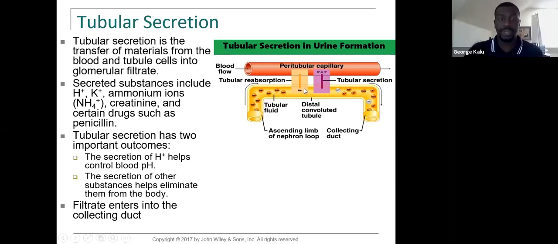So secretion, like we said, has two overall roles. Number one is to regulate your blood pH by secreting hydrogen ions out. And then also by secreting excess substances and getting rid of any extra waste that you don't need in your body. And then the filtrate, after secretion has occurred, will then enter into the collecting duct to eventually become the urine. Okay, so that is secretion.